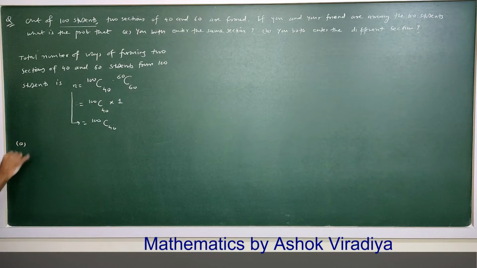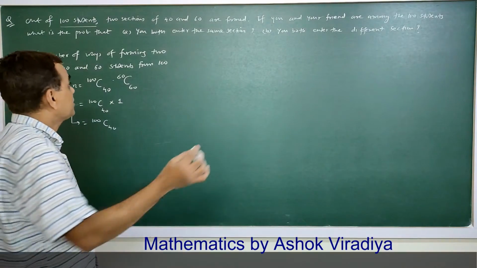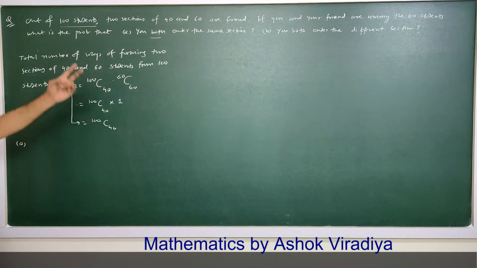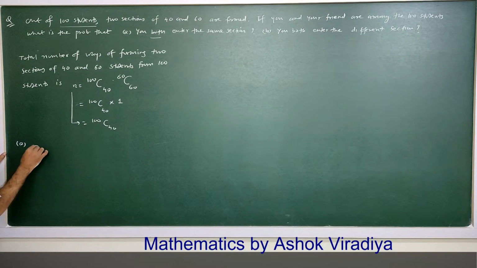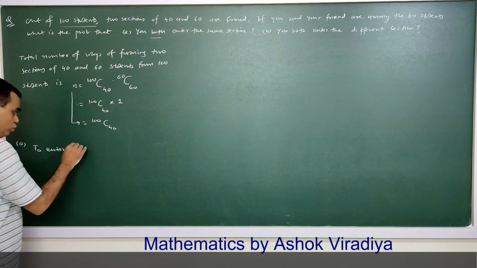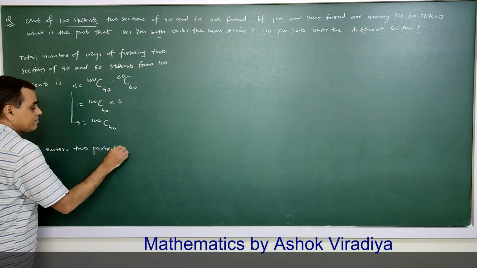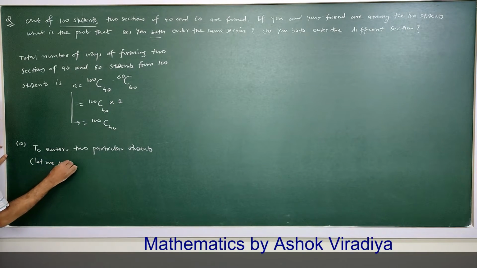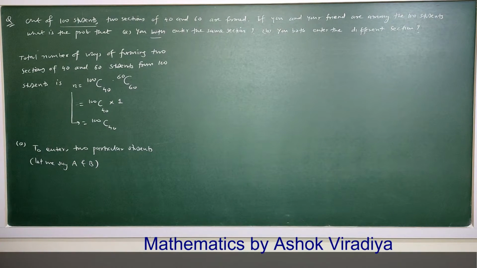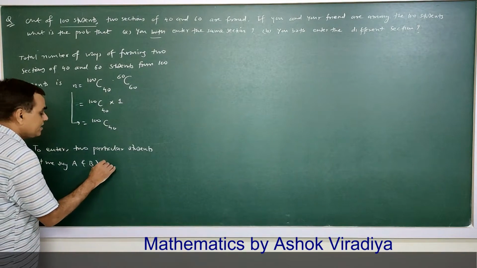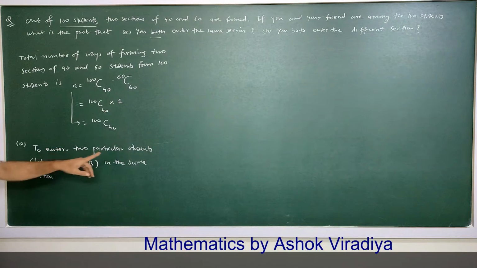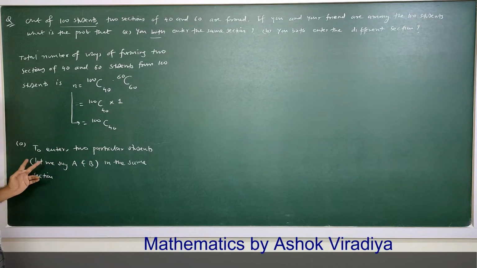Now let us discuss case 1. We find the number of ways in which both, you and your friend, enter the same section. Both enter in the same section. So in this case, to enter 2 particular students, let me say the students are A and B, in the same section, we want to allow 2 particular students in the same section.